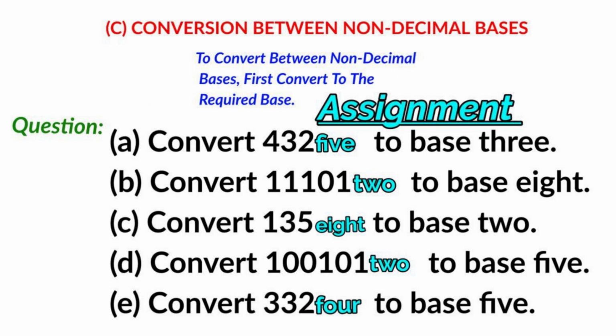Assignment number 1. Convert 432 base 5 to a number base 3. 2. Convert 11101 base 2 to base 8. 3. Convert 135 base 8 to base 2. 4. Convert 101 base 2 to base 5. And finally, convert 332 base 4 to base 5.